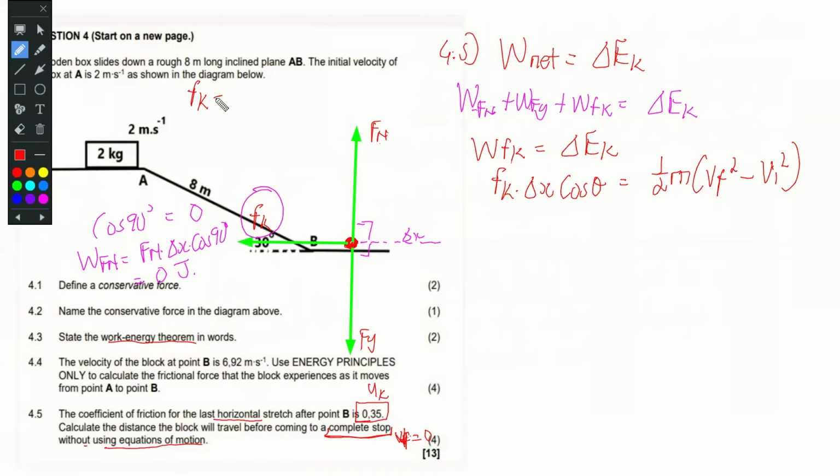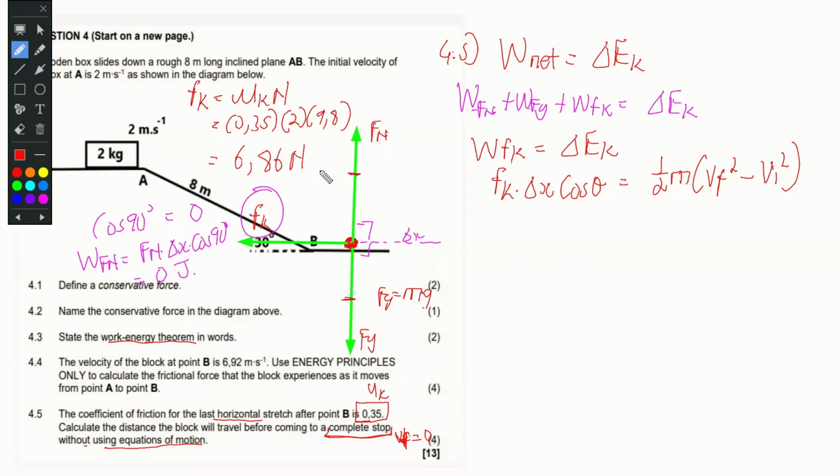Remember, to calculate Fk, you need to say it's mu k multiplied by the normal force, of which in this case, we can say that your normal force is just equal to your gravitational force. So here we are going to have 0.35 multiplied by, remember, Fg is what? Mass times gravitational acceleration. So the mass is what? 2 kg, the gravitational acceleration, 9.8. So we can just calculate Fk: 0.35 multiplied by 2 multiplied by 9.8. Then we are getting what?